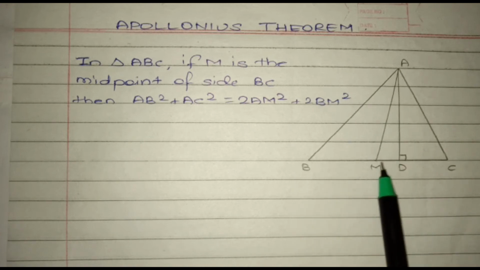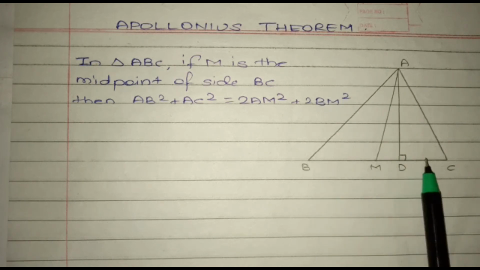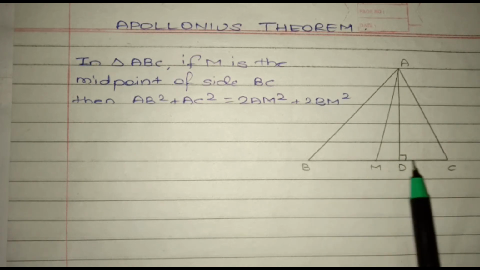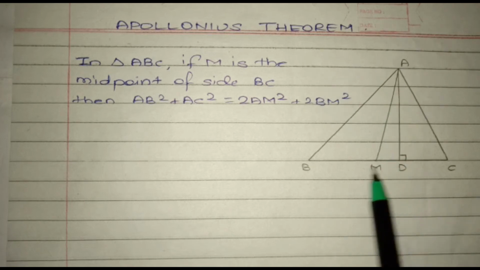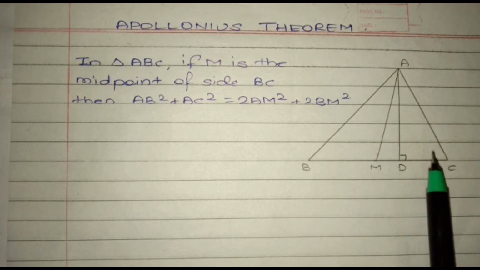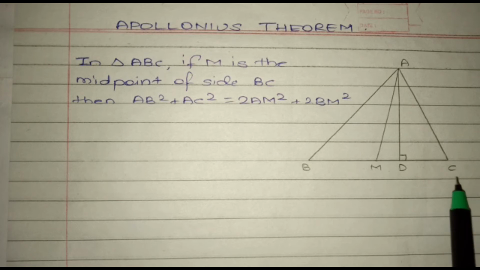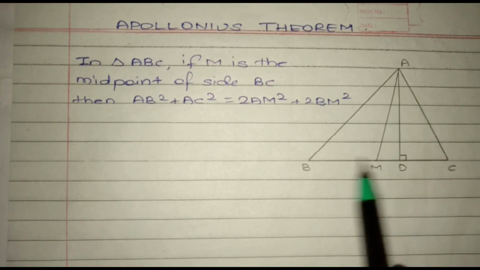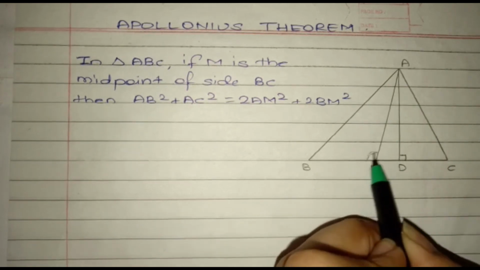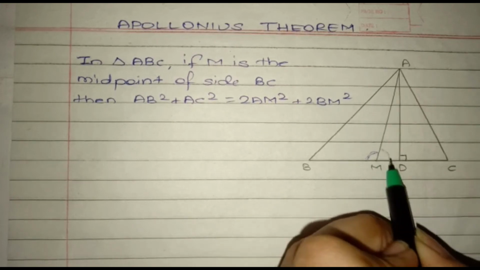If AM is not perpendicular to BC, then we have two angles, angle AMB and angle AMC, out of which one is obtuse and one is acute. And we can see that angle AMB is obtuse and angle AMC is acute.